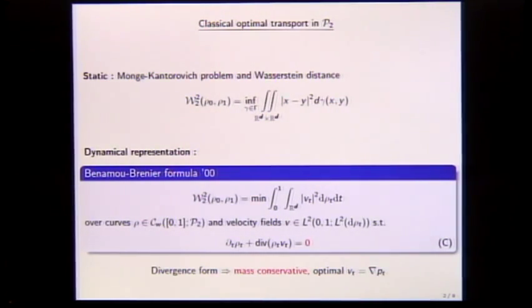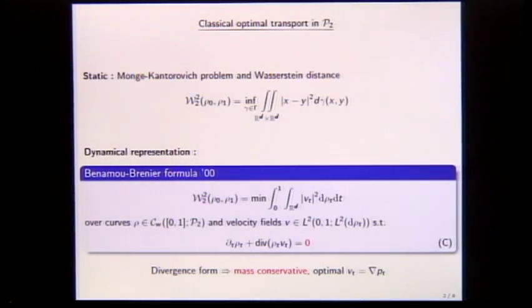And the theorem is that if you look at all the possible curves and velocity fields that actually match the given points rho 0 and rho 1 at time 0 and 1, then you infimize over all possible velocity fields and curves satisfying the continuity equation, then you obtain exactly the squared Wasserstein distance. So now you see it very clear. There is a dynamical evolution. You see time, and you see exactly how particles are transferred from rho 0 to rho 1.